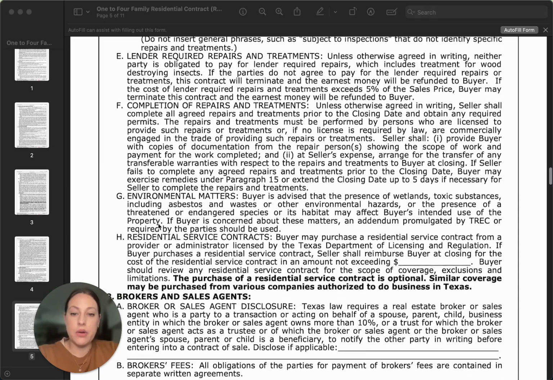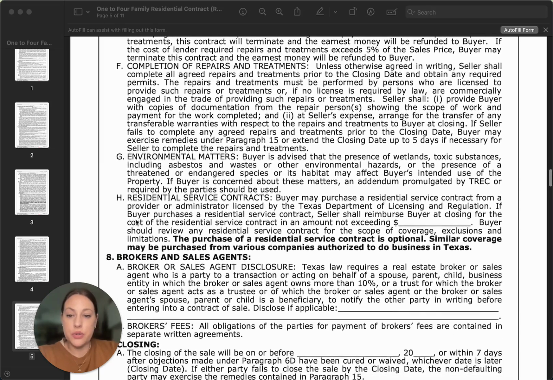All right, we will skip down to 7H. So 7H is about residential service contracts. These are home warranty policies. So a buyer can purchase a home warranty policy on their own. They can also ask here for the seller to contribute a certain amount for that policy. Home warranty policies cover things that your traditional home insurance might not cover, for example, appliances, ovens, refrigerators, things like that.